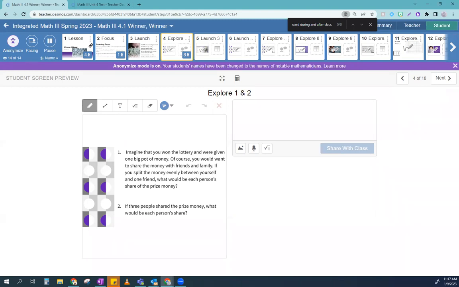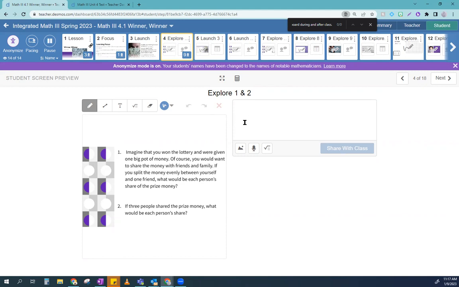Yeah, exactly. So it would be half. You would get half of the money and your friend would get half of the money. Someone said 50%, right? Actually, fractions or decimals, it's the same. Okay, so if 3 people share that money, what would be the person's share? Yeah, so now we're at a third.